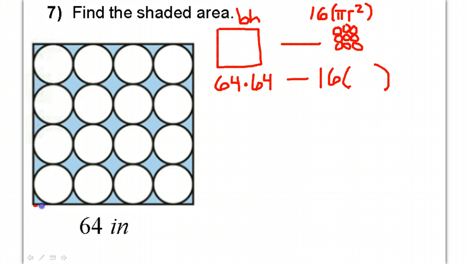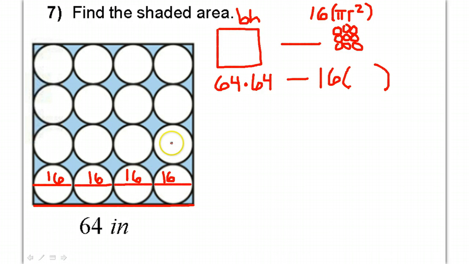This is 64 all the way across. But that's subdivided into 4 separate diameters. So if it's 64 all the way across, if I take 64 divided by 4, I get 16. That means each one of these diameters must be length 16, because altogether that makes 64.